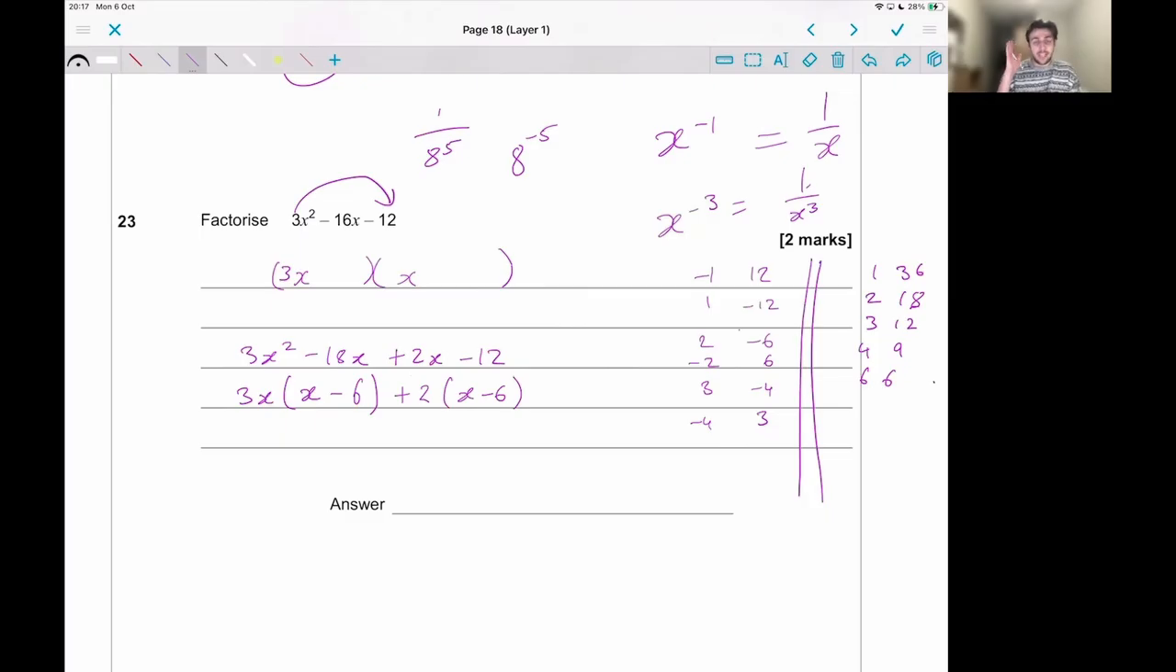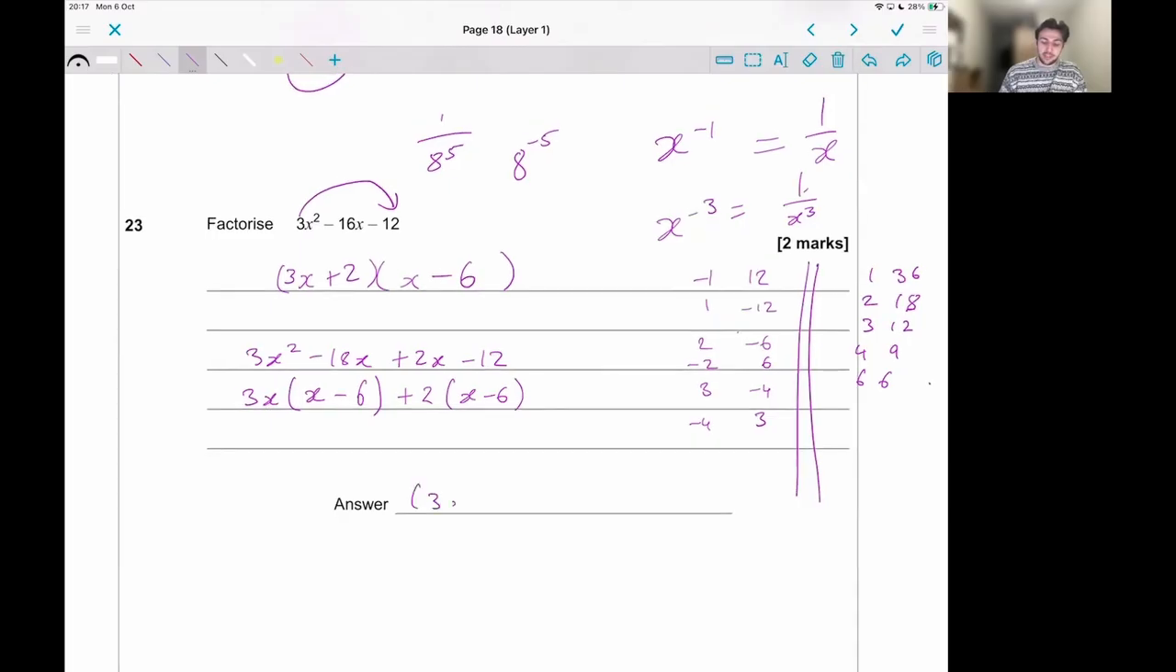And now, if this factorizes correctly, this bracket will be the same as that bracket. Joy, it is. So we now know that one of the brackets is going to be x minus 6, and the other bracket is these two bits combined, so 3x plus 2. And that's it. That's how you answer it. So you can write this then, 3x plus 2, x minus 6.